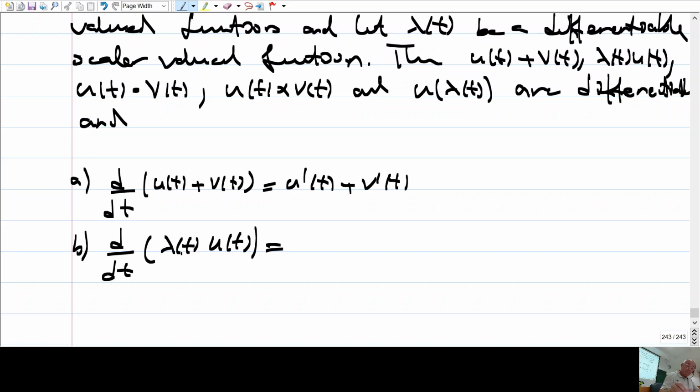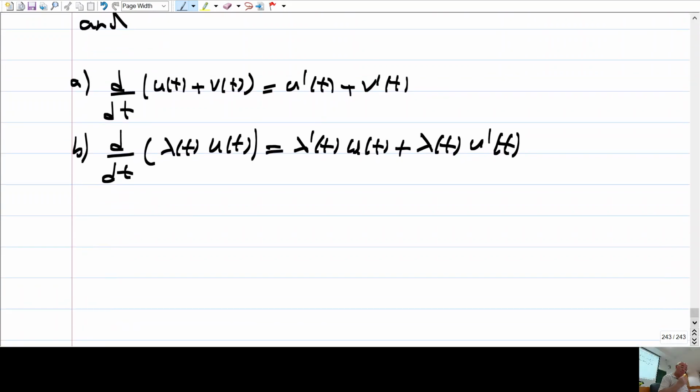Derivative is this. You take the derivative of the scalar function, you get another scalar function. You multiply with the vector valued function, so you get a vector function. And then lambda(t) times derivative of this vector valued function, which is another vector valued function. So in total, this is again a vector valued function. So this is just the Leibniz rule.